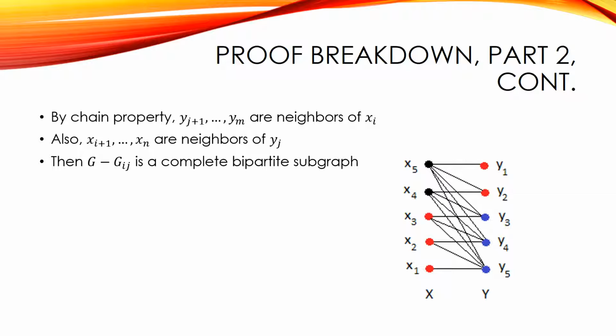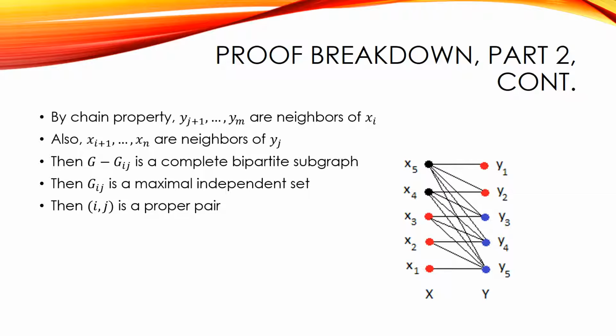Then G minus the induced subgraph G sub ij is a complete bipartite subgraph. We're going to take a look at an example of that in the next slide. And also, and this kind of follows from what we said about maximality in the previous slide, G sub ij is a maximal independent set. That's the red vertices because we can't add any more vertices to it and still retain its identity as an independent set. And then using our definitions, I and j are a proper pair.